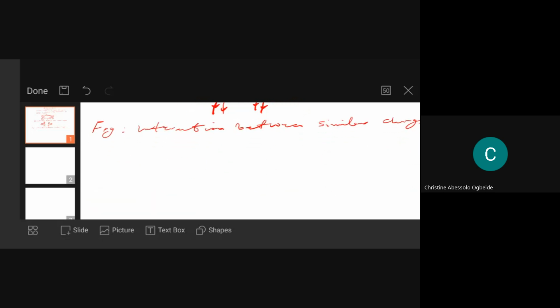We have properties of line of force. So let me indicate the properties of line of force. You might be asked in your exam to highlight 4 properties or even 5 properties of electric line of force.